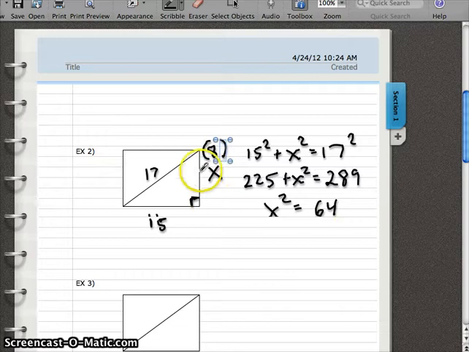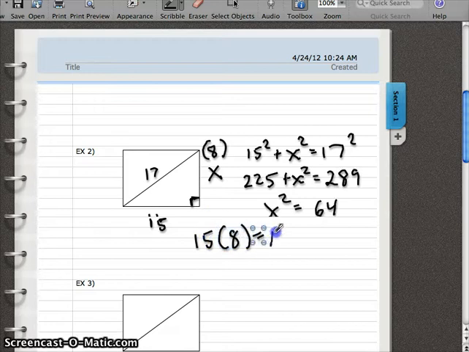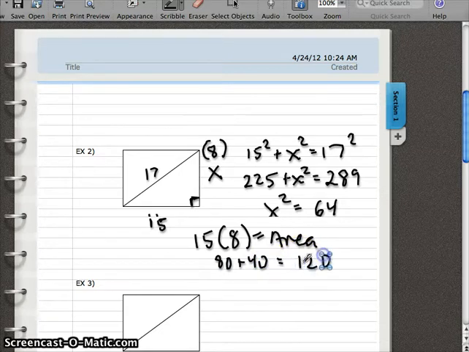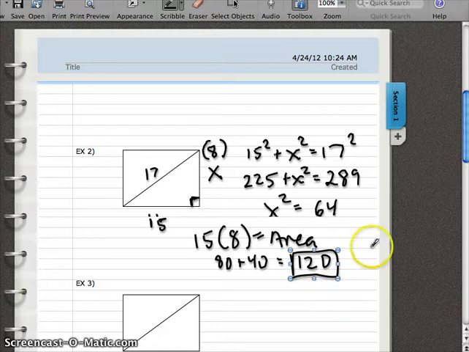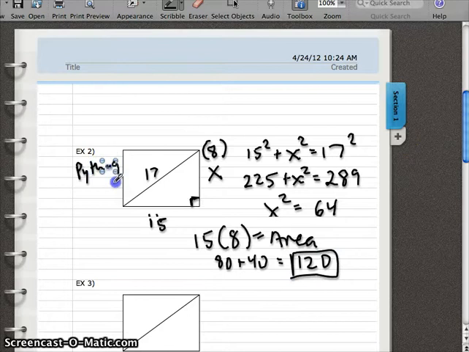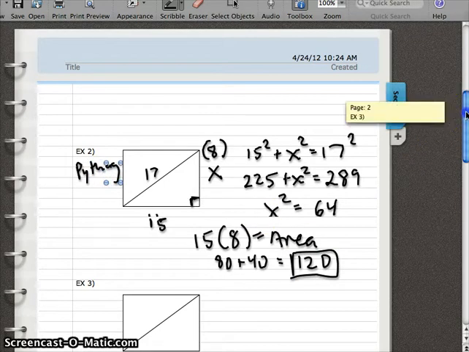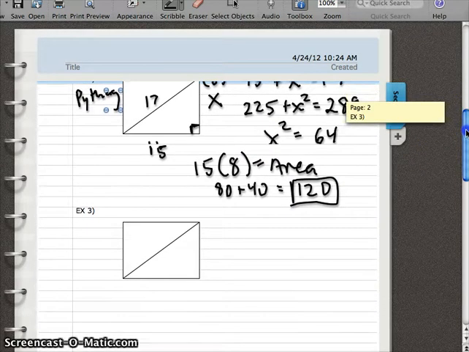So now we know our height of our quadrilateral here, and we know the base. So base times height will give us our area here. And so 15 times 8, well 10 times 8 is 80, and 5 times 8 is 40, so if we put that together, that gives us 15 times 8, which is 120. So the area of that quadrilateral is 120. So there's an example of using Pythagorean theorem to find a missing base or height in order to find the area.